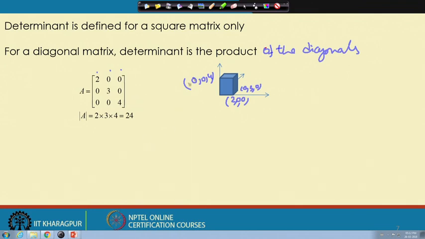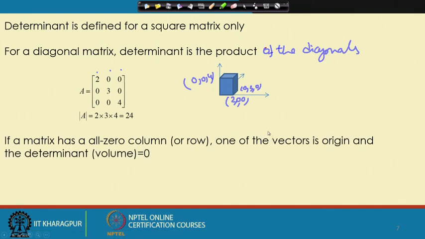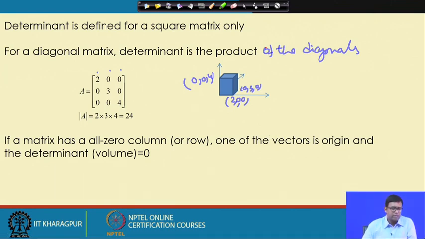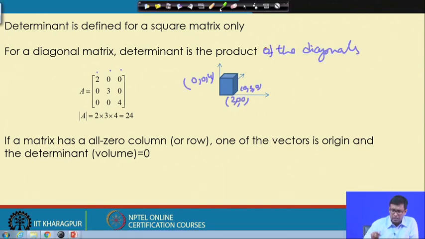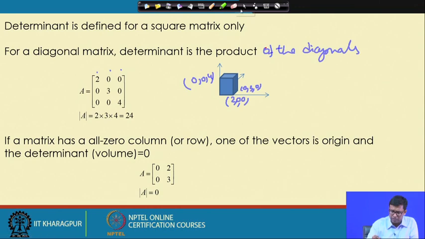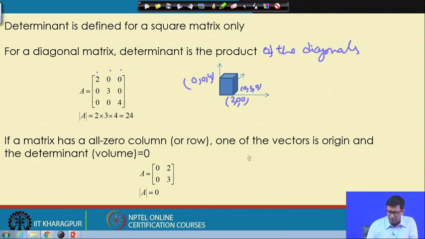If a matrix has an all 0 column or row, one of the vectors is the origin and the determinant or volume is 0, and this is also very easy to see. There is an example, and this is also very easy to conceptualize. If we have a 2D space x y and one vector of the matrix is 2 3, the other vector is the origin itself. So, it is a line, the two vectors will not encompass any area and the area will be 0.